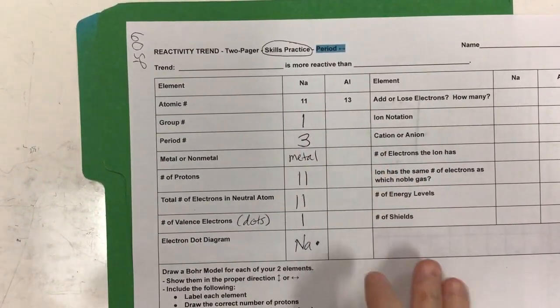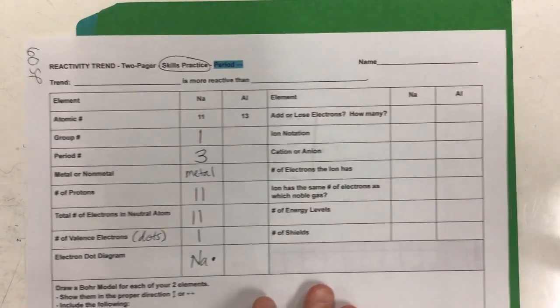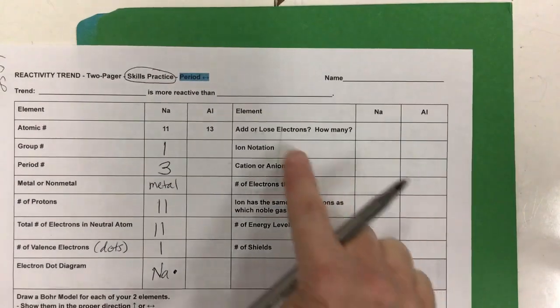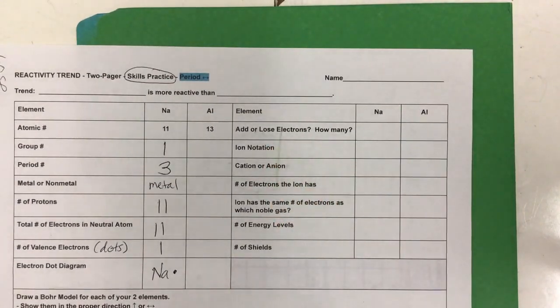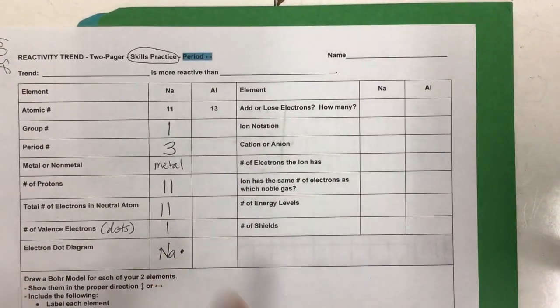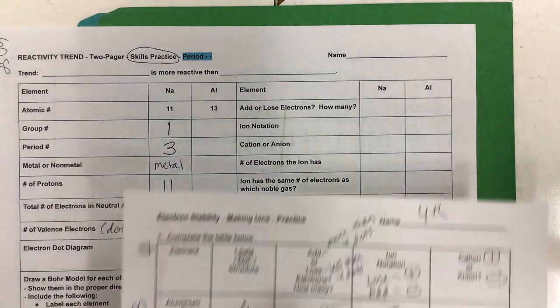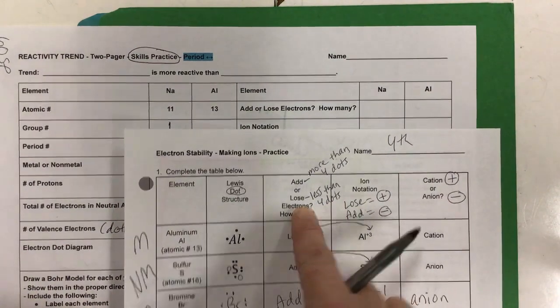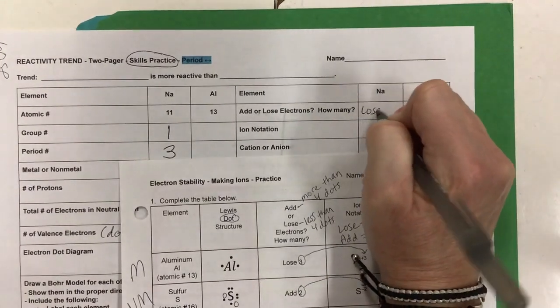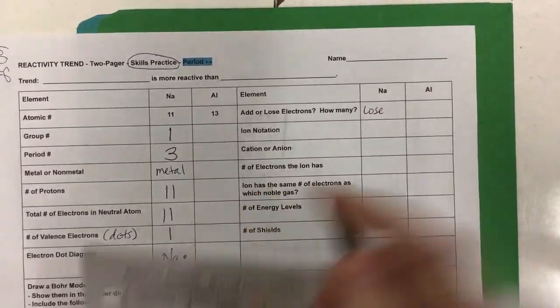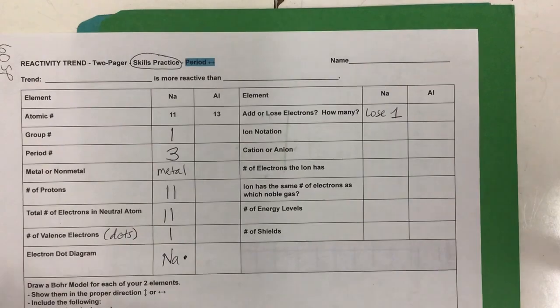Again, you're going to do the same type of thing here for aluminum. Over here, Na, add or lose electrons and how many. So if I want to add or lose electrons, I only have 1 valence electron, so that's less than 4. So if I have less than 4, I should lose electrons. And I only have 1, so I'm going to lose 1 electron.